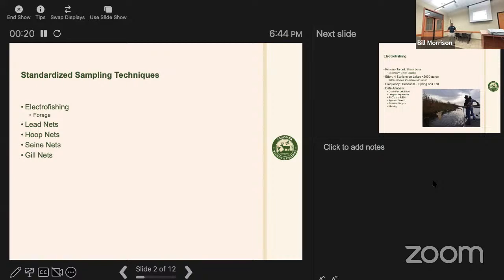Relative weights. There's several different indexes we use to give us an indication of the condition of that population. So here we got electrofishing. I'm going to go through these individually: lead nets, hook nets, seine nets, and units. Each of these different gears is specifically targeted for a certain species of fish.